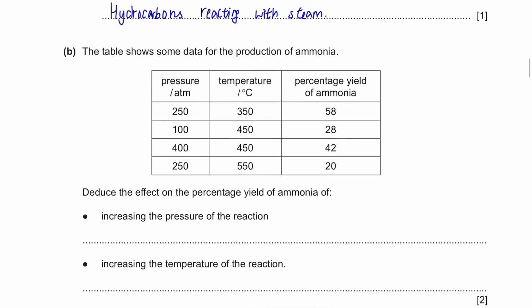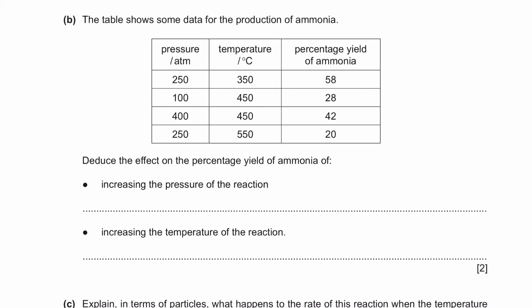Part B. The table shows some data for the production of ammonia. Deduce the effect on the percentage yield of ammonia of increasing the pressure of the reaction. To compare the data from the table, you have to look at rows that have the same temperature, which is these two rows.